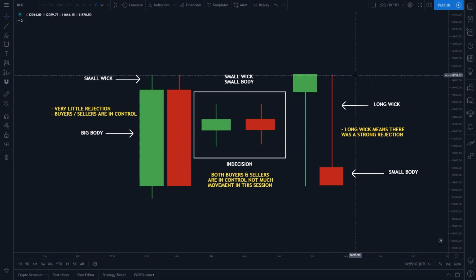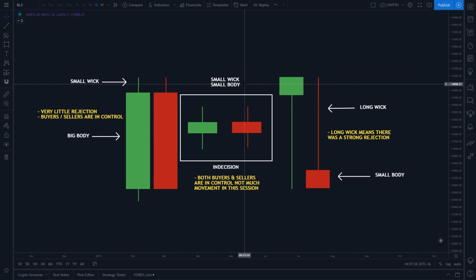On the other side, if you see a really strong wick to the upside, that means that there was a lot of opportunity to buy. Buyers were coming into the market, but there was more sellers than buyers, and they pushed the price all the way back down past where it opened. When there's a big body and a small wick, it means that there's very little rejection and that the buyers and sellers are in total control. And when there is a very long wick, it means that there was a very strong rejection to either the upside or the downside.